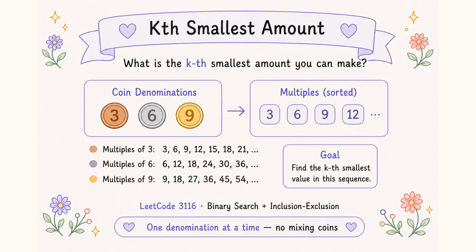Welcome to K smallest amount with single denomination combination, LeetCode 3116. The question is, what is the K smallest amount you can make? You may use infinite coins of each denomination, but you cannot mix different denominations. Today we dry run examples, then solve it with binary search and inclusion-exclusion.